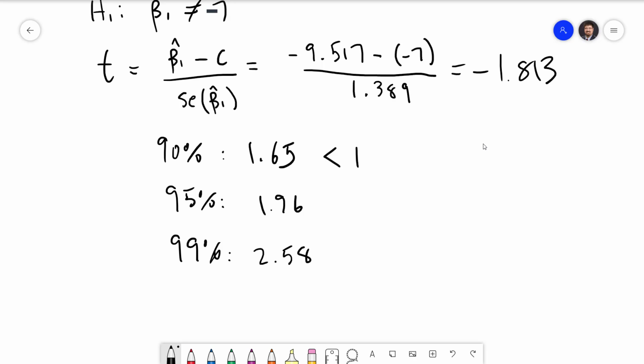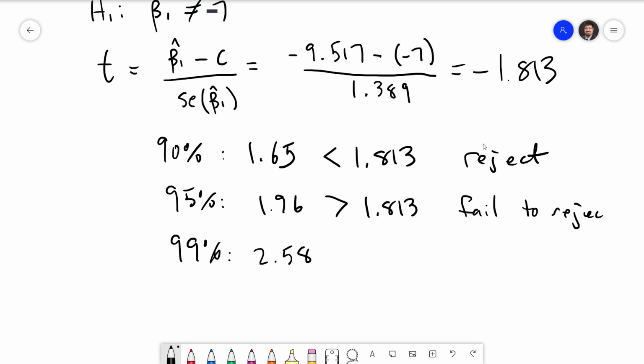1.65 is less than 1.813, so that's a rejection. 1.96 is greater than 1.813, so here we fail to reject. 2.58 is also bigger than 1.813, so we also fail to reject.